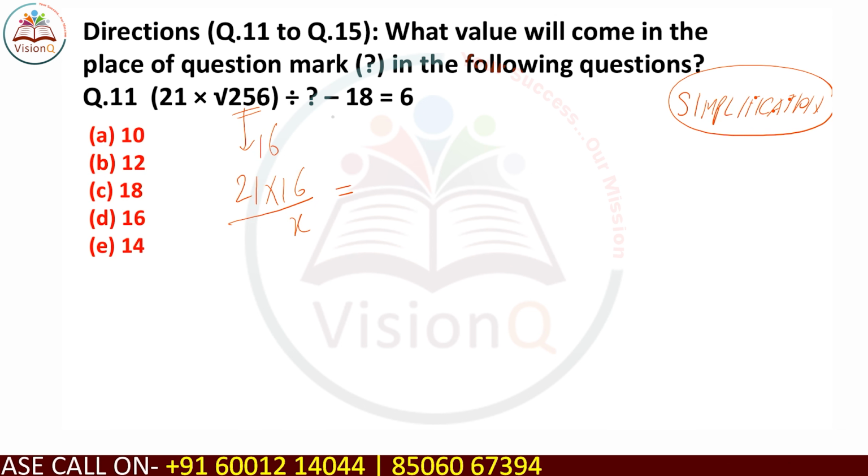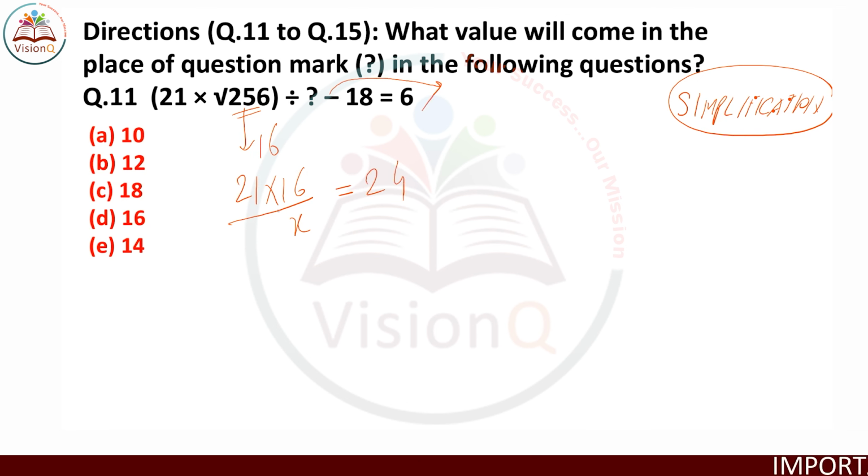So, what to do here? Transpose this 18 to right hand side. Okay, 6 plus 18 becomes 24. Now cancel out the common part here.